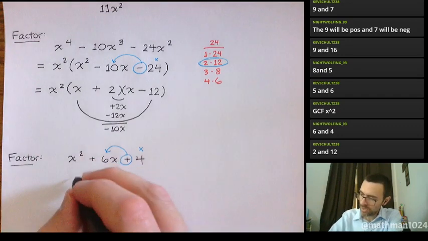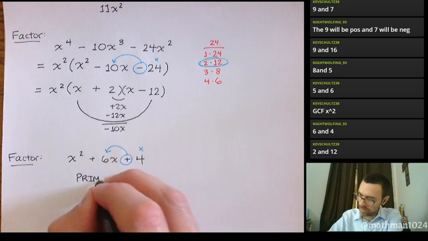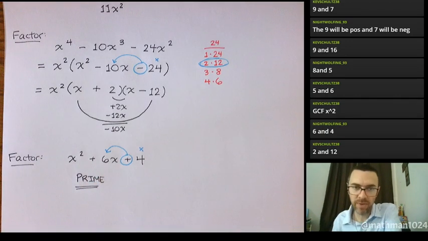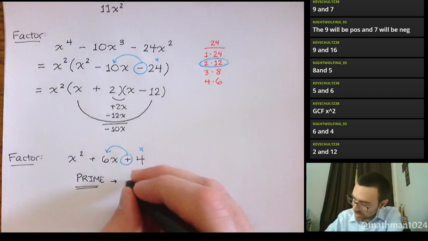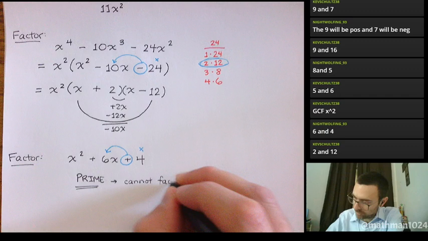And so the correct response here would be prime. This polynomial is prime, which means it can't be factored. That means there's not even a common factor to take out. There's no way of breaking this down at all so that you have multiplication. This guy is done. He's finished. Okay, so prime means that this cannot factor at all.